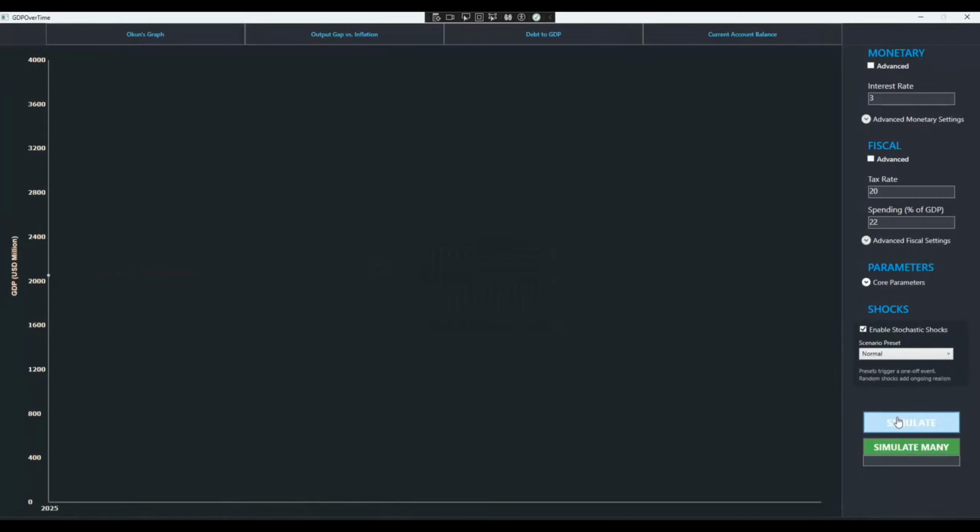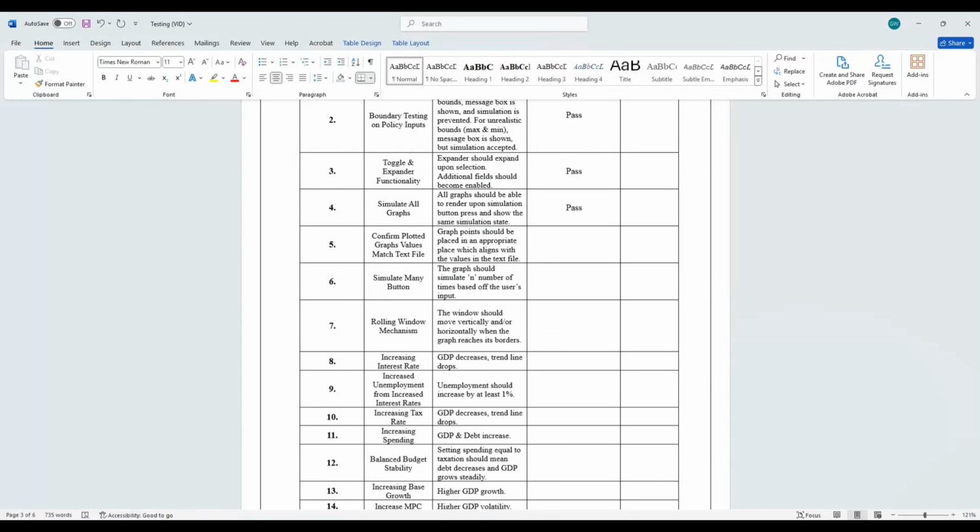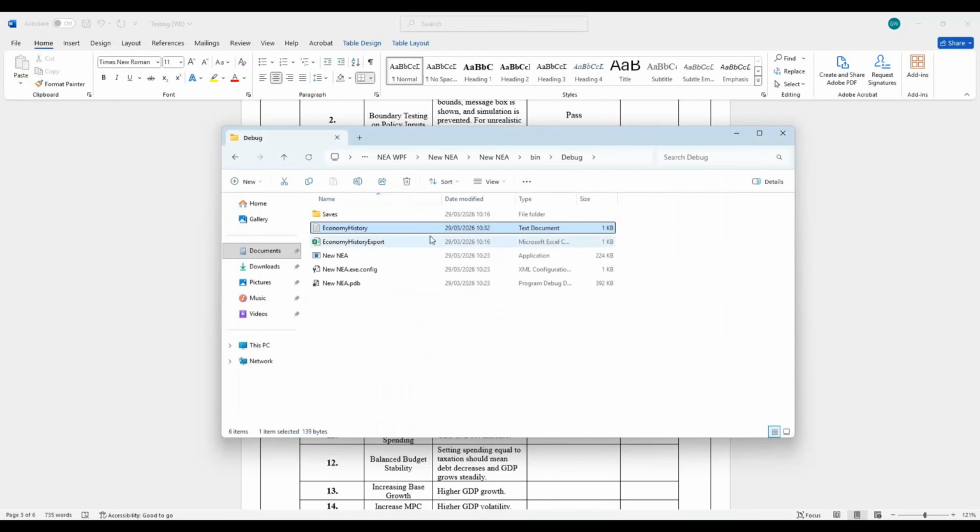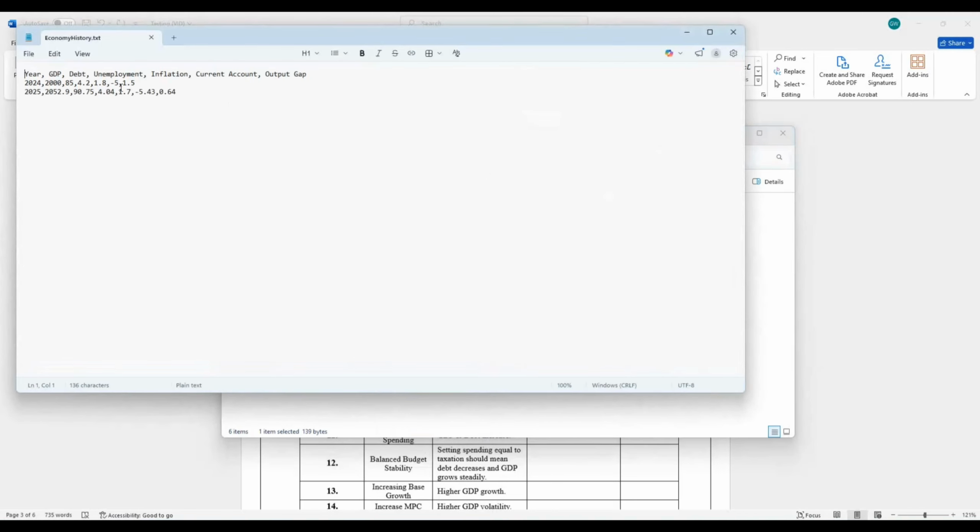So once again, I can simulate 2025. You can see the first point is a little bit over 2000, so around between 2000 and 2100. That's what appears on the axis. And if we check the real value in the text file, you can see between 2000 and 2100 as displayed on the graph, so 2052.9.